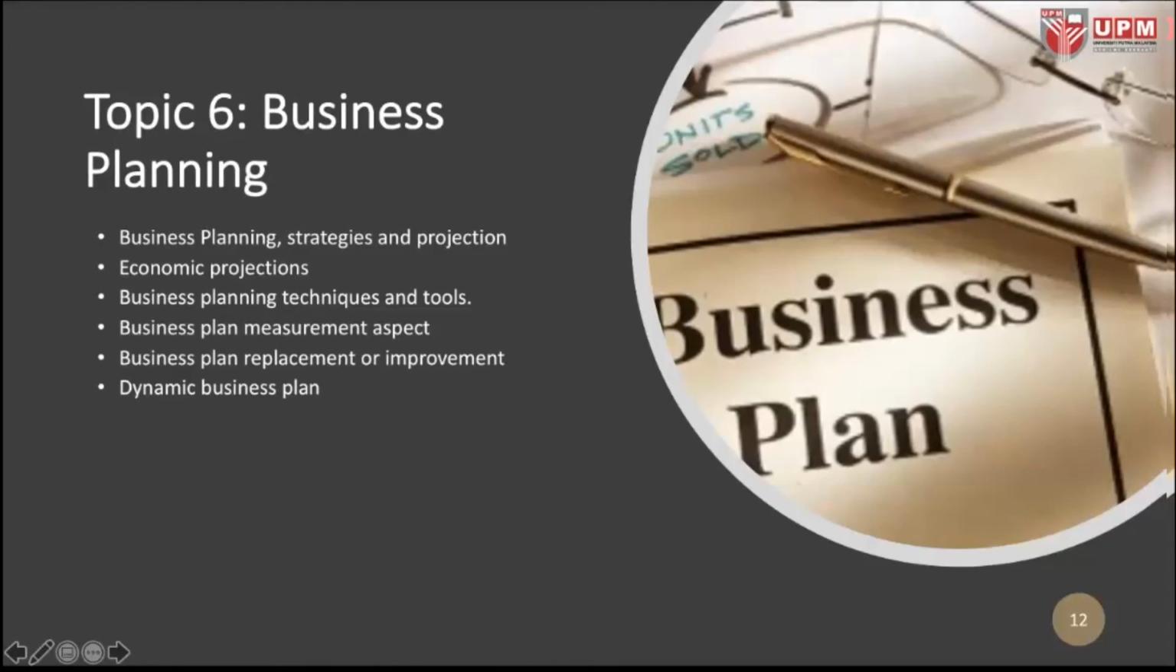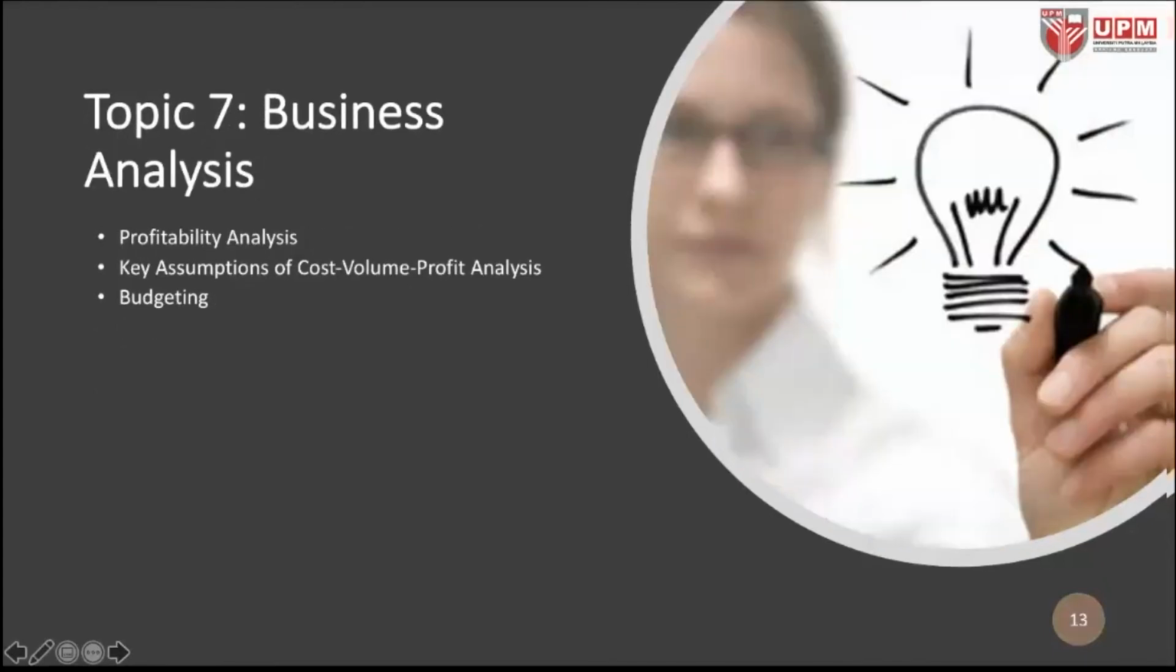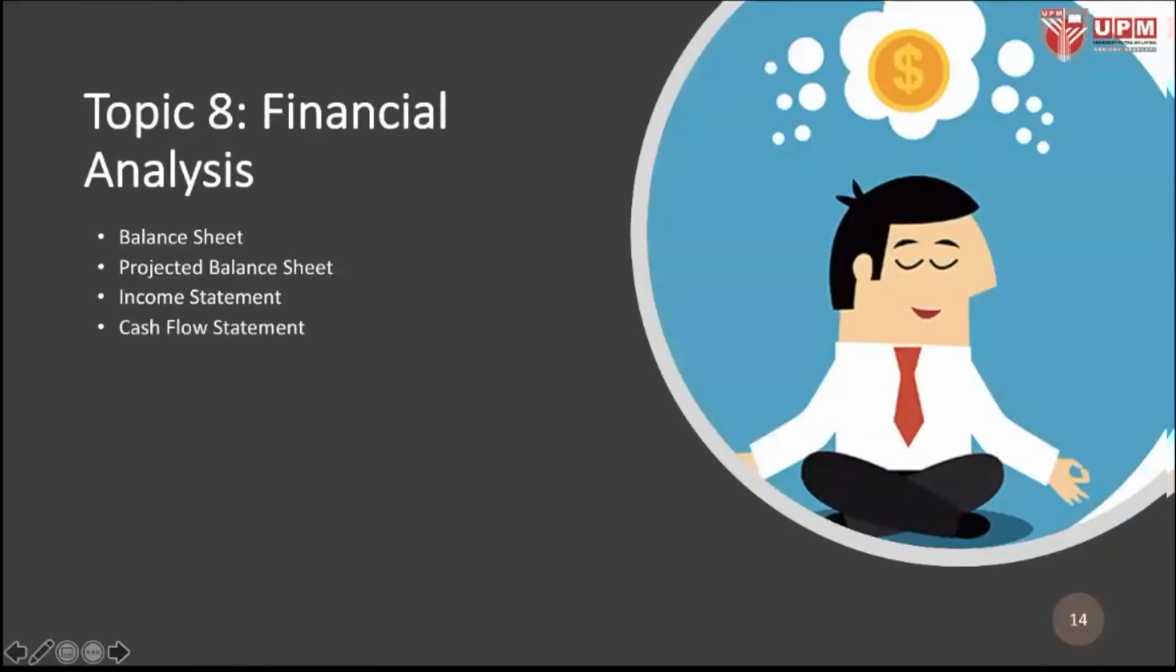So rule of thumb, basically you are going to prepare your company business plan in a group, right? And then you are going to do business analysis. As I said earlier about profitability analysis, you're going to do cost, volume, profit analysis, as well as doing the budgeting for your innovation product. And the last topic for entrepreneurship and innovation is basically talking about financial analysis. So as an engineer, you are encouraged, or you need to be able to understand what a balance sheet is, what a projected balance sheet is, what an income statement is, as well as the cash flow statement.